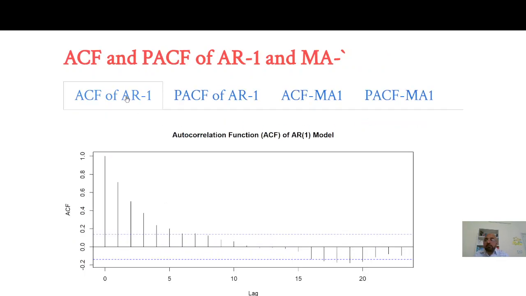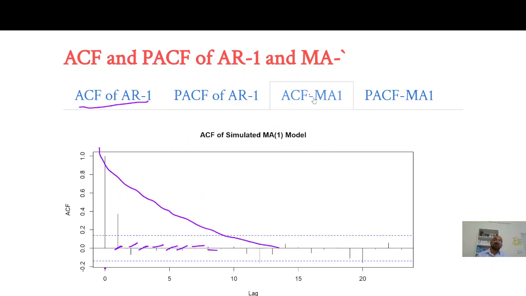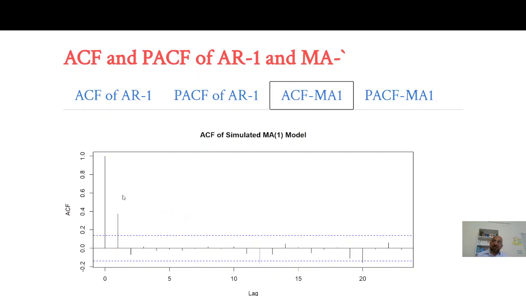ACF of the AR1 model. That's what we have been talking about for the last many minutes. Now you see, in this case, what's happening? This is the ACF of AR1. It will decay geometrically, exponentially. At lag 0, it's 1. At lag 1, lag 2, lag 3, lag 4, 5, 6, 7, and then it decays like this. Whereas the ACF of the MA1 model, what should it be? It should be 0 after the first lag.